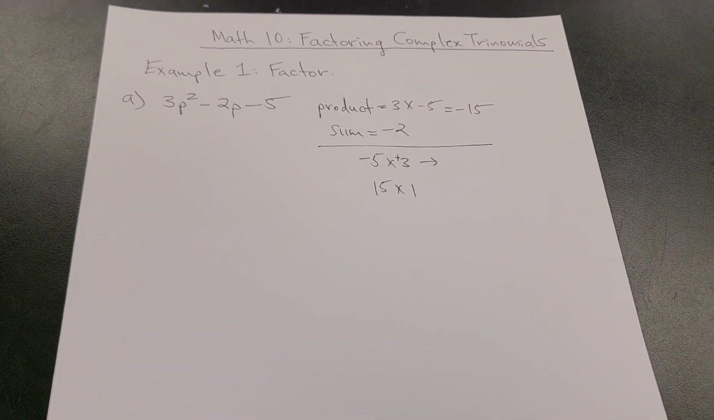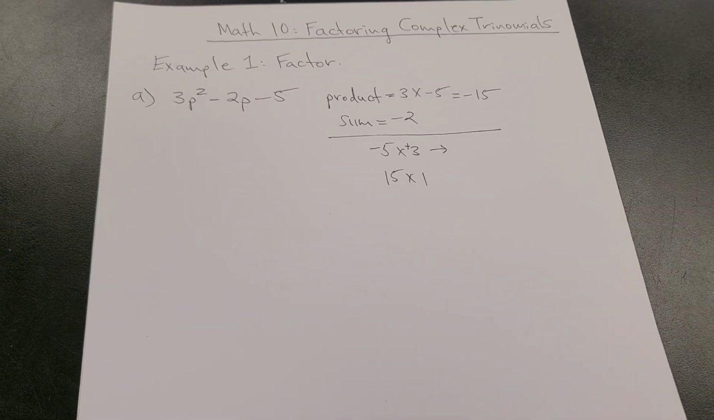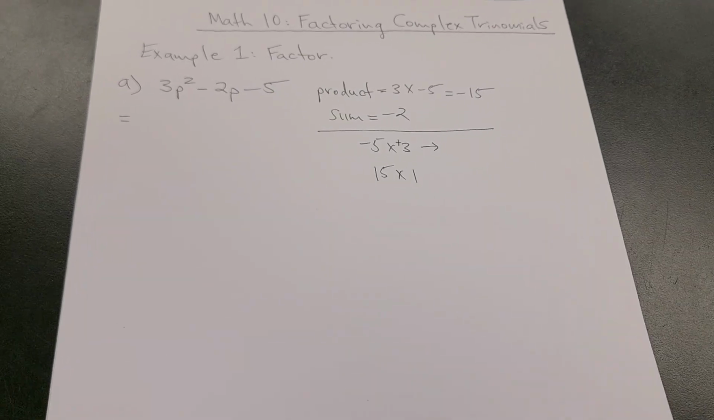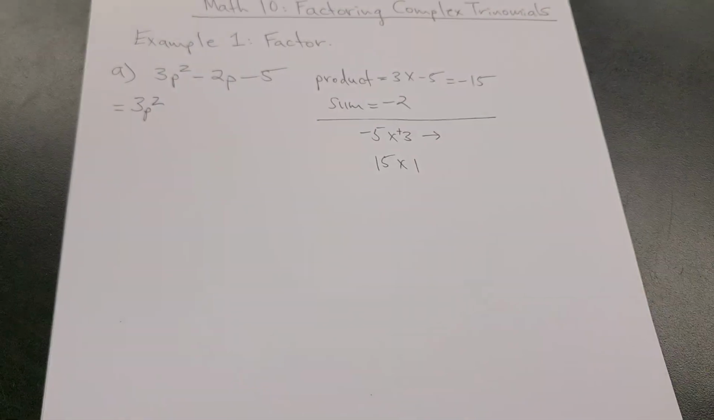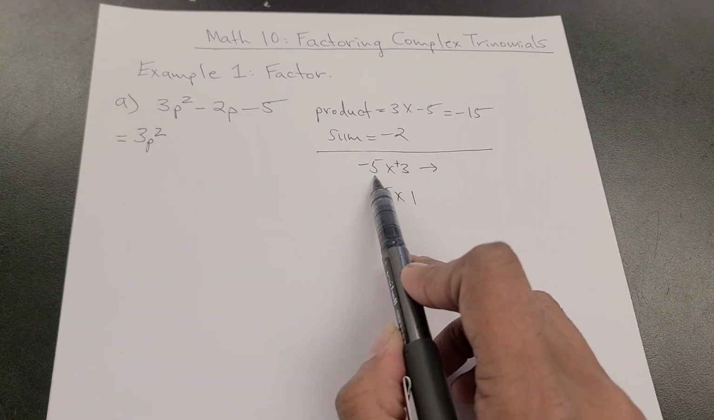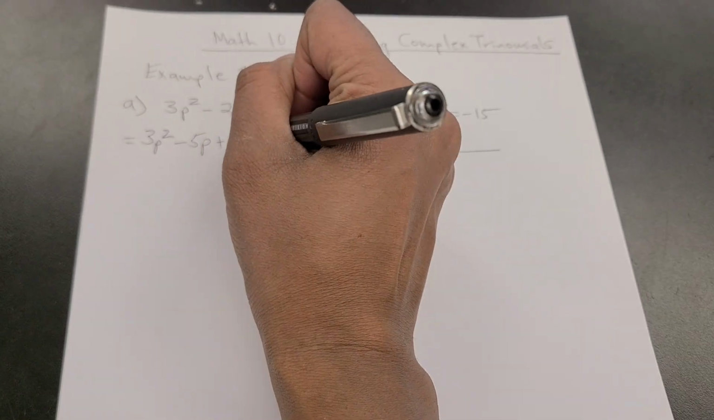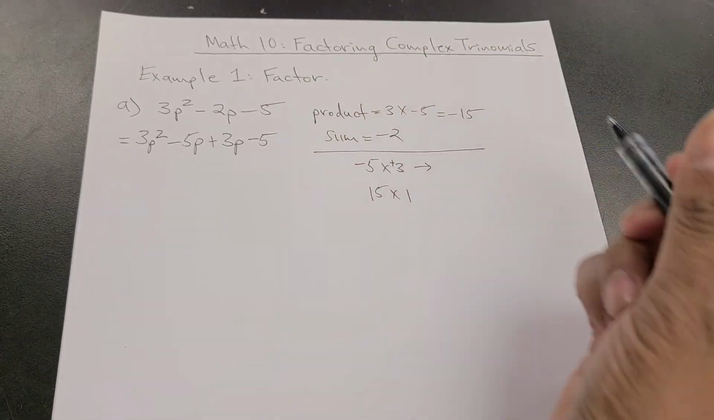Because this is a complex trinomial, we do have to show our work here. I'm going to keep the first term the same, 3p squared. Then I'm going to write down my factors, negative 5 and positive 3: negative 5p plus 3p. And keep the last term the same, which is negative 5.